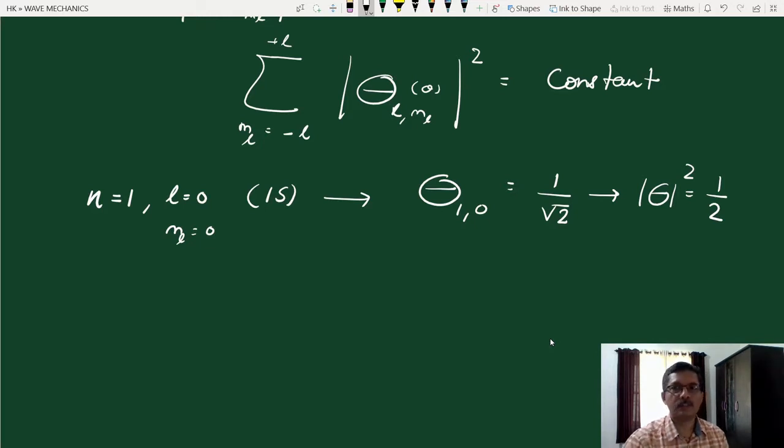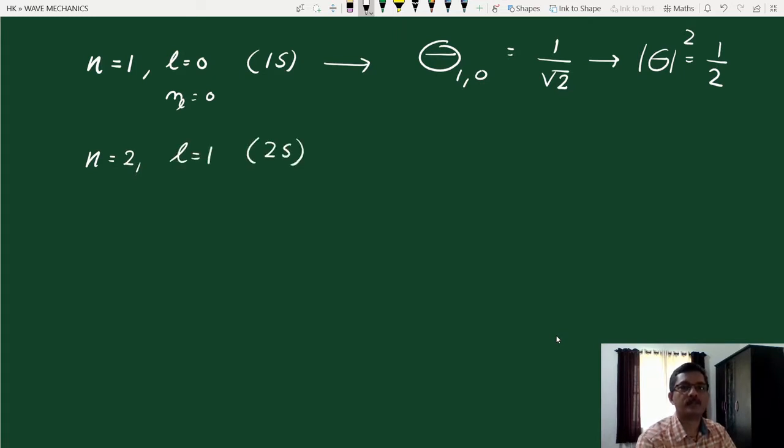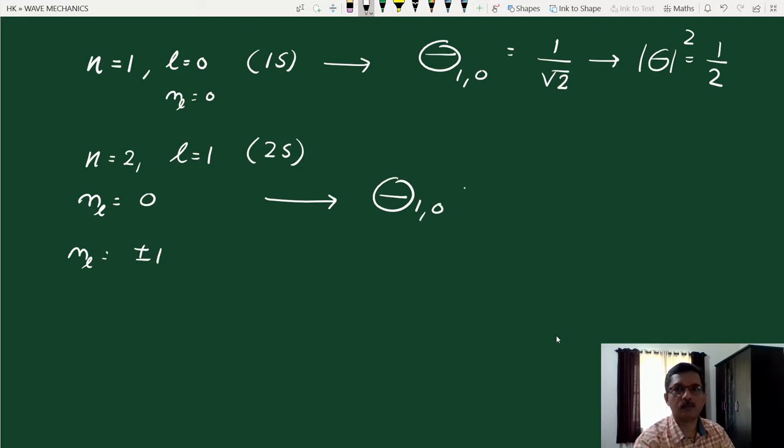So here mod theta square is a constant. Now let us consider the next state, n equal to 2, L equal to 1. That is the 2s state. Now for the 2s state, ML has value 0, and also ML has values plus or minus 1. Now for L equal to 1, ML equal to 0, the value of theta, that is 1, 0.